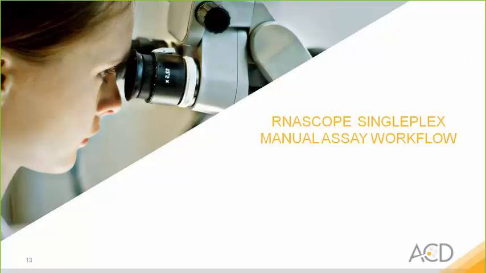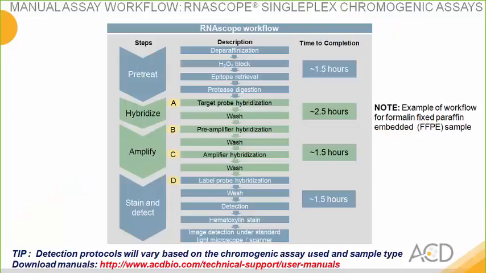And now looking at the RNAscope single-plex manual assay workflow. The single-plex chromogenic assays are done and completed in 4 major steps, with a total time to completion of about 7 hours. This occurs with the pre-treatment of your tissue, your target probe hybridization, the building of your amplification tree, and the staining and detection. Do note that this protocol is the workflow for FFPE samples, and we encourage you to visit the website to make sure you are getting the correct user manual for the correct sample type, as this may differ.